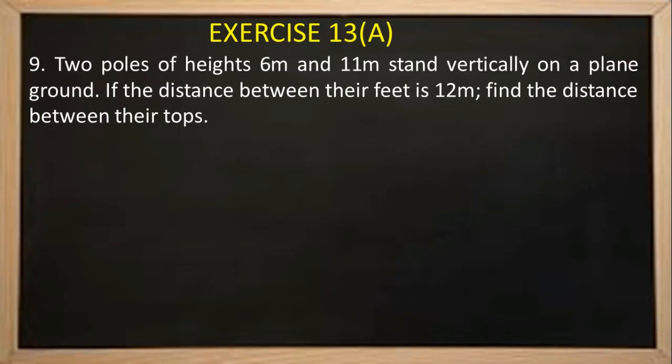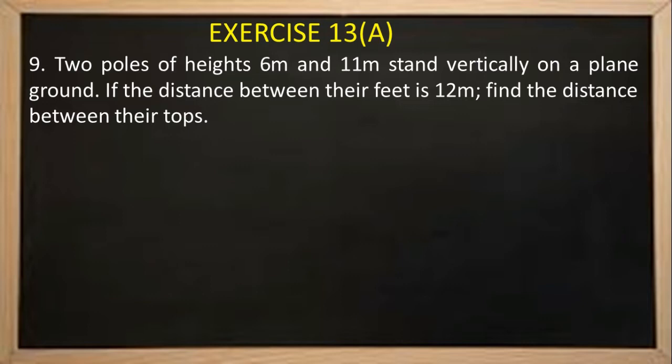Question number 9. Two poles of heights 6 meter and 11 meter stand vertically on a playground. If the distance between their feet is 12 meter, find the distance between their tips. Now in this question, it is said that there are two poles of 6 meter and 11 meter standing vertically on a playground. Let us assume the given information and draw the diagram accordingly.